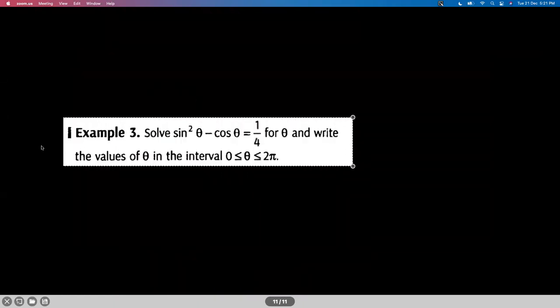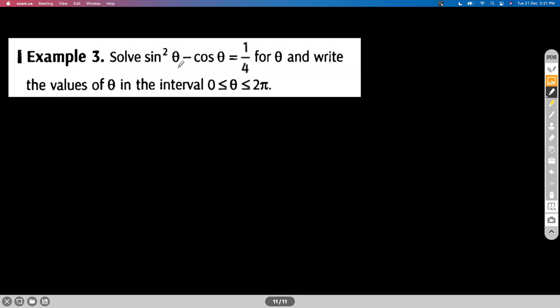Okay, let's take this one. Solve this equation sine square theta minus cos theta equal to 1 by 4 and write the values of theta in this interval 0 to 2 pi. Let me just add one more point to this question. Let's say we also want to find out the general solution.